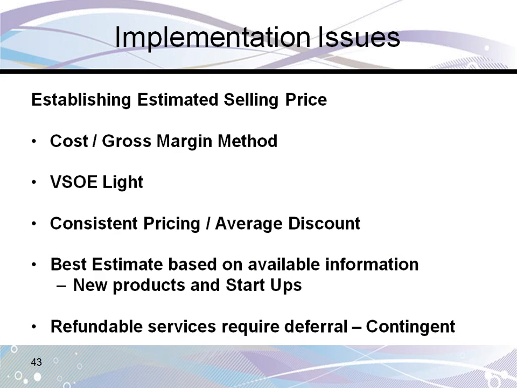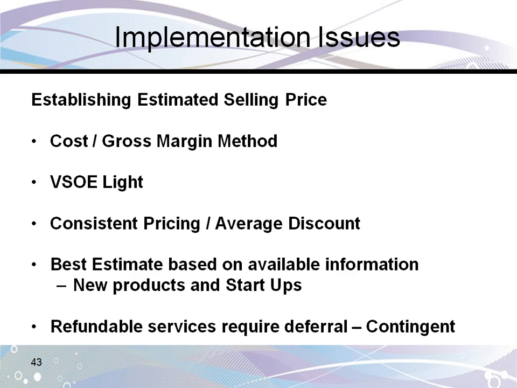So how do you establish ESP for an element? As we mentioned earlier in our question, there are at least 4 methods that companies are using. The cost plus gross margin method. So if you've got a tangible product where you've got labor and materials costs, you can total those costs up, determine what sort of margin you think is appropriate, add that on top, and that would potentially be your ESP.